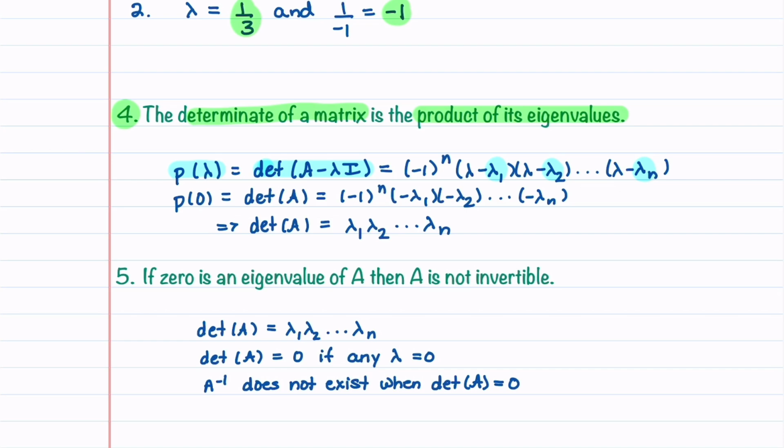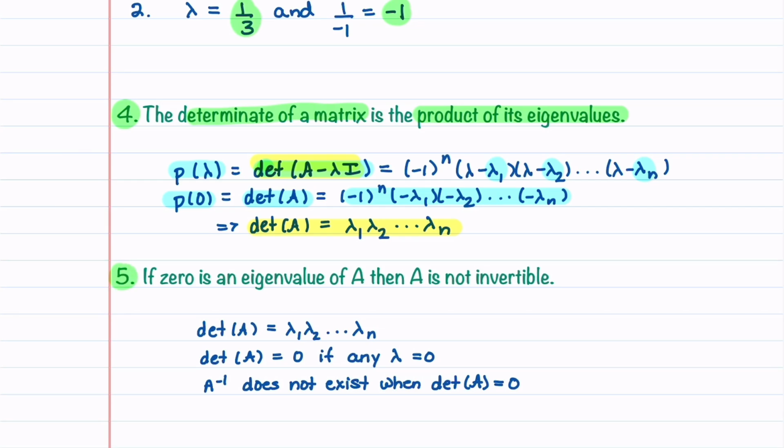To find the determinant of A, we're going to go back to this equation, and we're going to let lambda equal 0. This gives us P of 0 is determinant of A, and we get this expression. The negatives cancel out, and then we have the formula that the determinant of A is the product of its eigenvalues. That's a really great formula because as soon as you know the eigenvalues of a matrix, you can find the determinant. Let's now look at our last property.